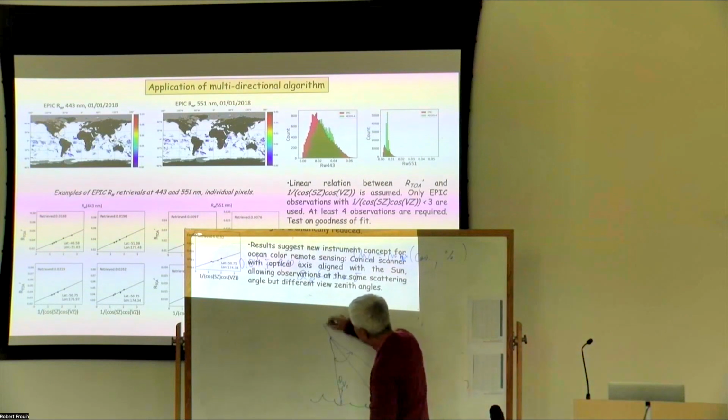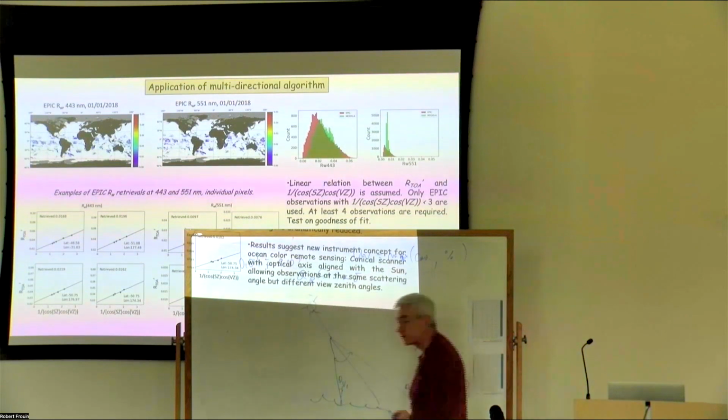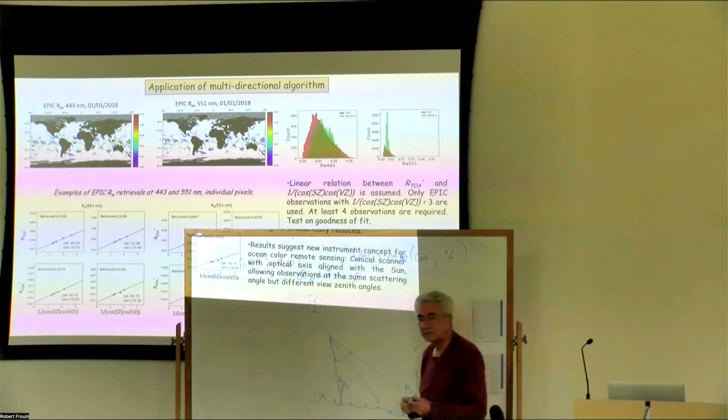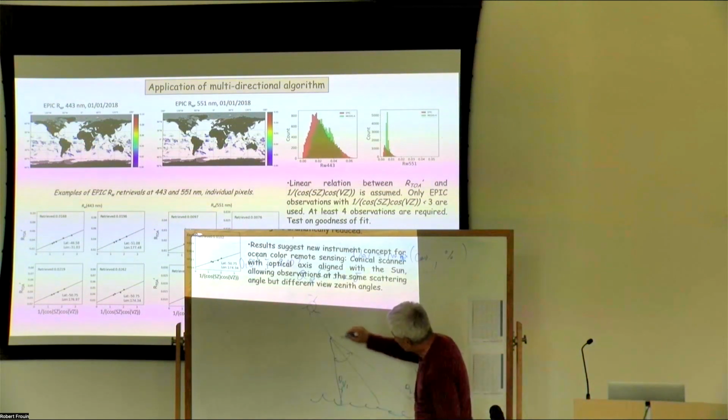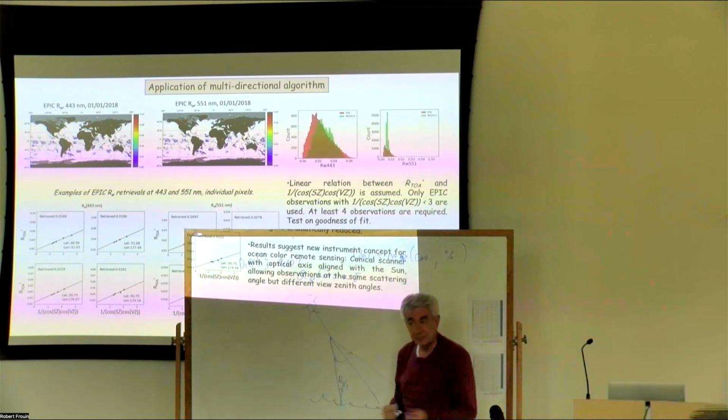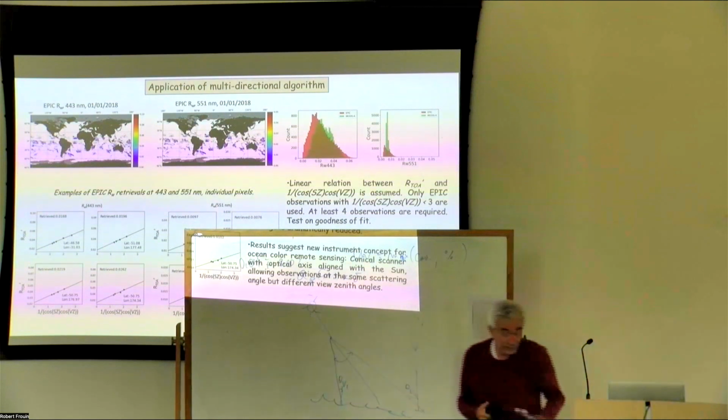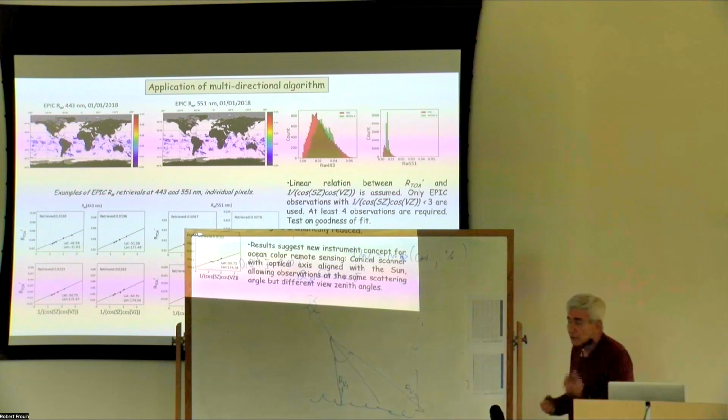So what you need is to align the optical axis with the sun. In that case, the scattering angle is always the same. So this gives you an idea of a concept that you could think about to do ocean color remote sensing in the future by exploiting the bidirectional properties of the signal. All right.